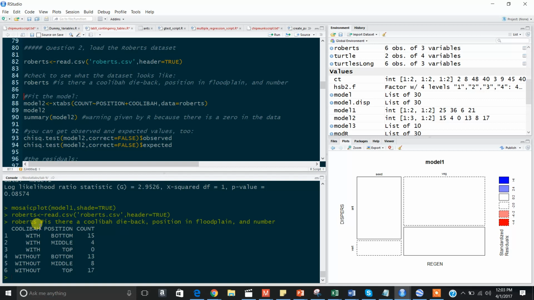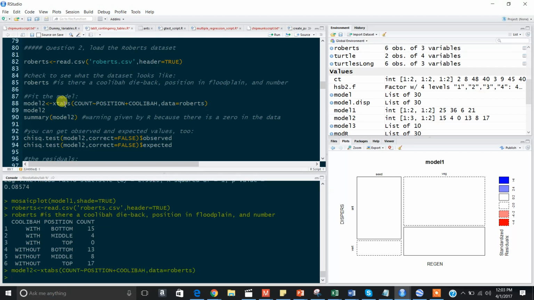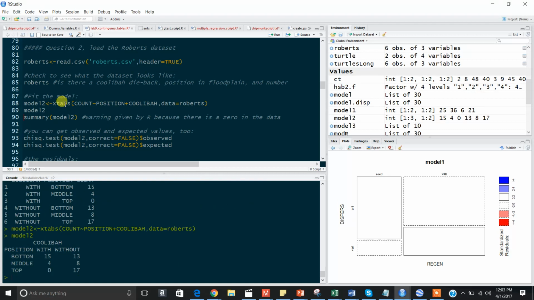All right, so again, here's the Kulebach. So it was measuring whether there was Kulebach dieback or if the area did not have any Kulebach dieback, and then the position in the floodplain, and then your count. And again, count is your response. So this is the long format of the data. Let's put it into the pivot table using the xtabs function. Okay, so now we can get a better view of the counts for each combination of the variables.